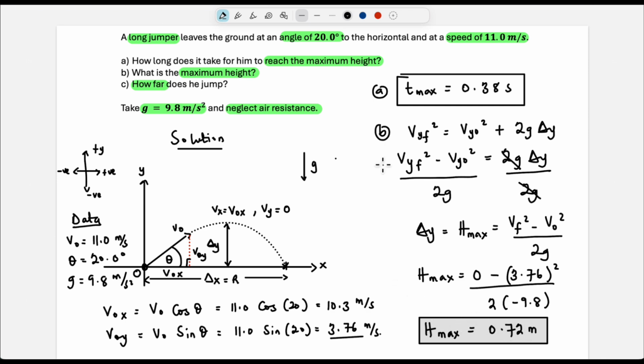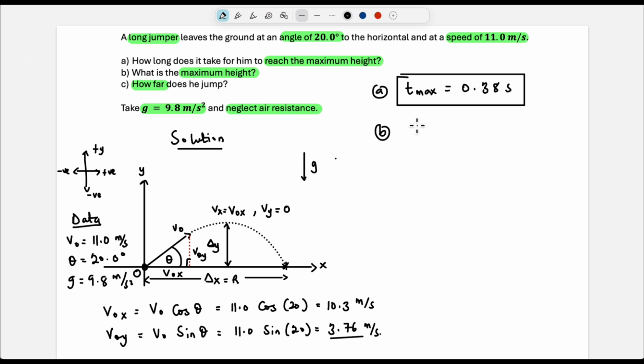Remember, I did mention you can also use the time taken to reach the maximum height to calculate the maximum height, and in that case you need to use the displacement equation, which is delta y equals 1/2 g t squared plus v naught y t, because you now know the time you can use to calculate that maximum displacement. So that is another approach, but I find this one more straightforward. So let's look at the final part of this problem.